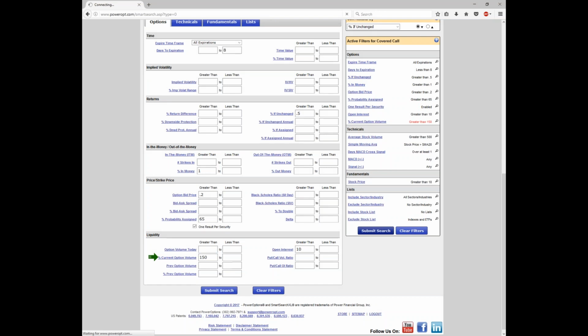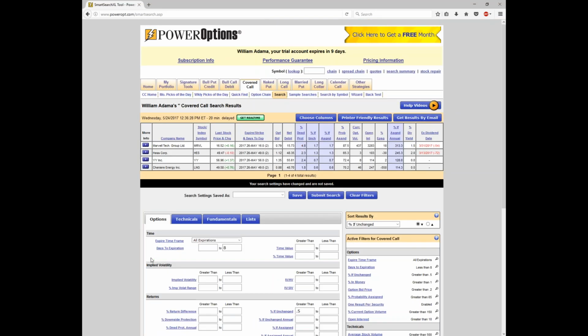But then I'll quickly click submit with the other criteria, and there we go. Okay, so these are ones that are currently showing an increased option volume. That might be more important for those of you doing long calls or long puts, where you want to try to follow the crowd or look for positions that are showing that increased option volume. That's a filter you have available also.